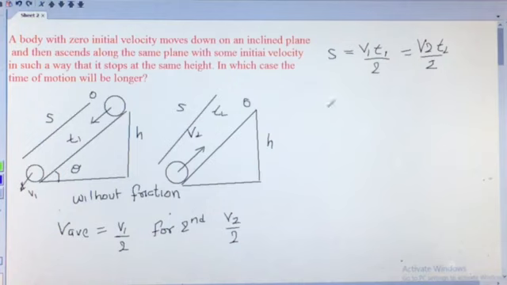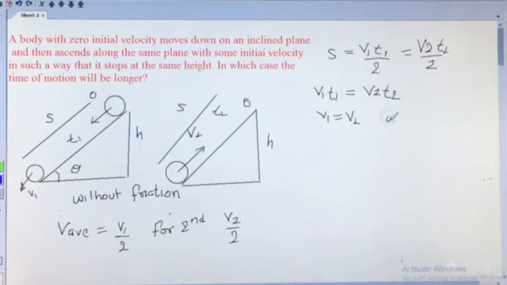Okay, from above relation see that v1 t1 is equals to v2 t2. Now, in absence of friction, velocity remains same according to law of conservation of energy and also due to conservative force. v1 is equals to v2.